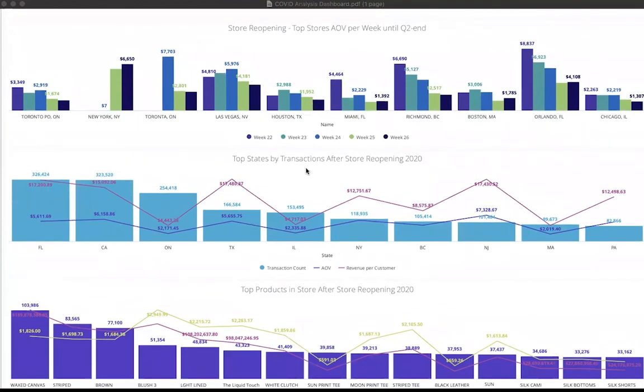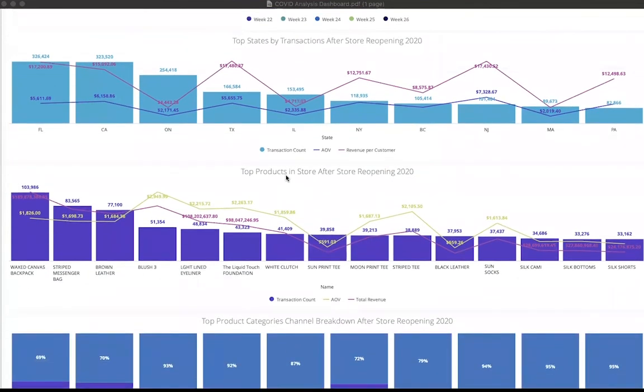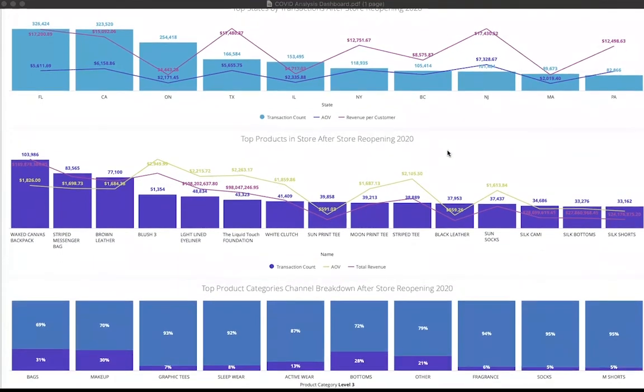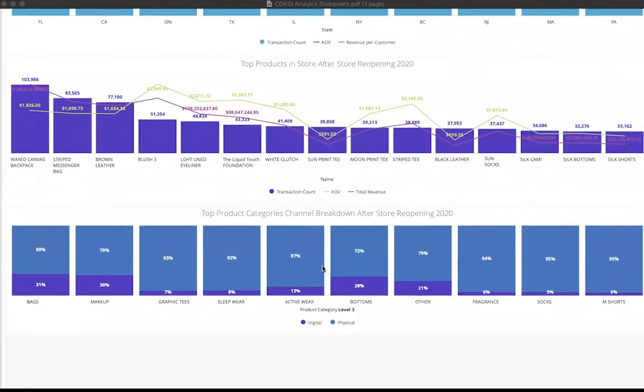Next, we're looking at top states by transaction after store reopening, and also the top products that were bought in store after store reopening in 2020. And the final chart shows the channel breakdown of those top product categories that were sold after store reopening. So this was basically the COVID analysis dashboard.